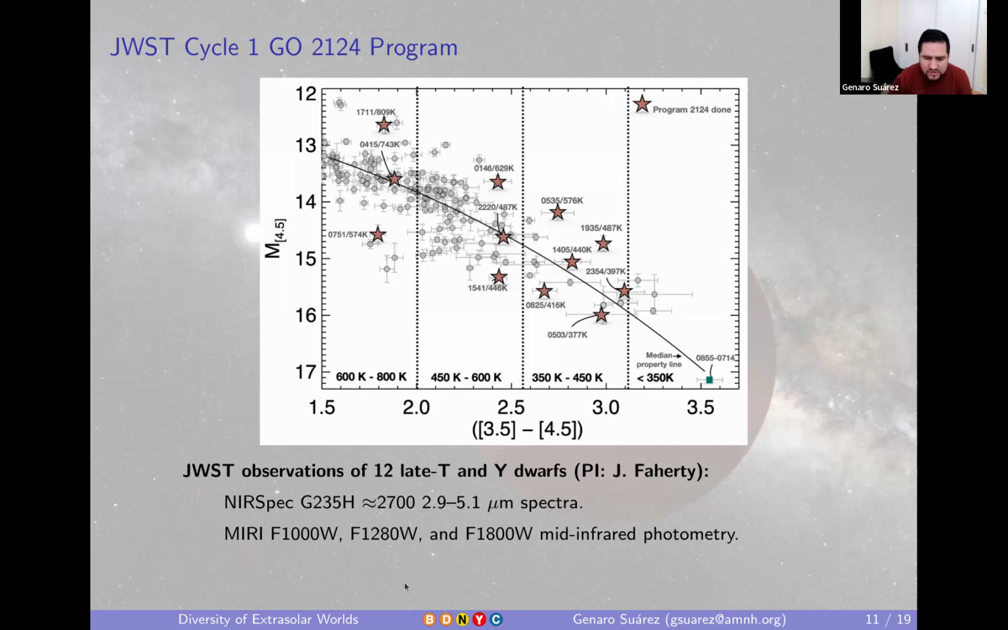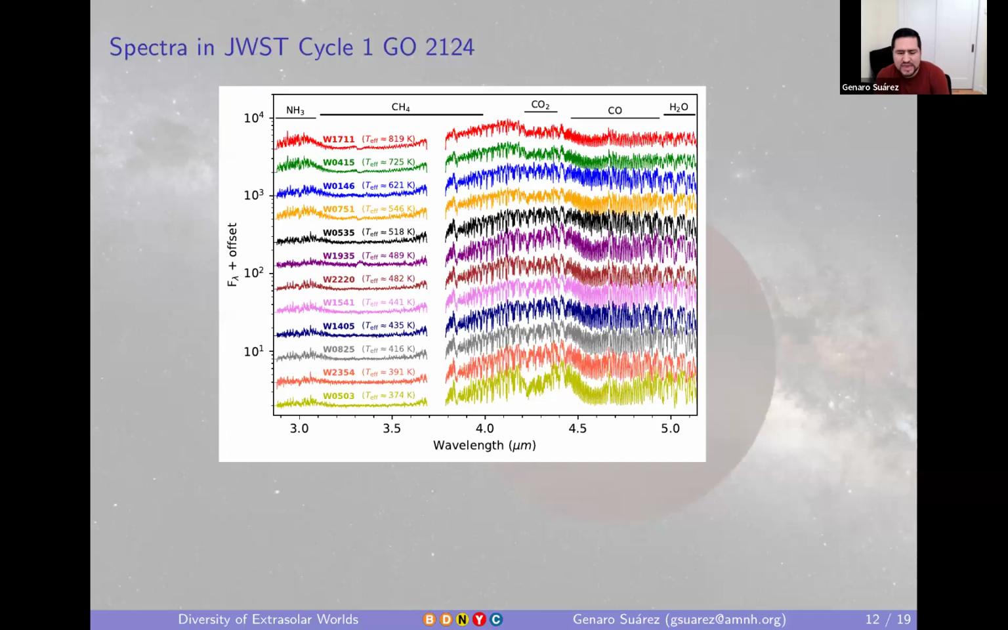We reprocessed all the observations using the James Webb calibration pipeline to optimize the extraction, also playing with non-default parameters. So this is the amazing resulting sample of spectra.